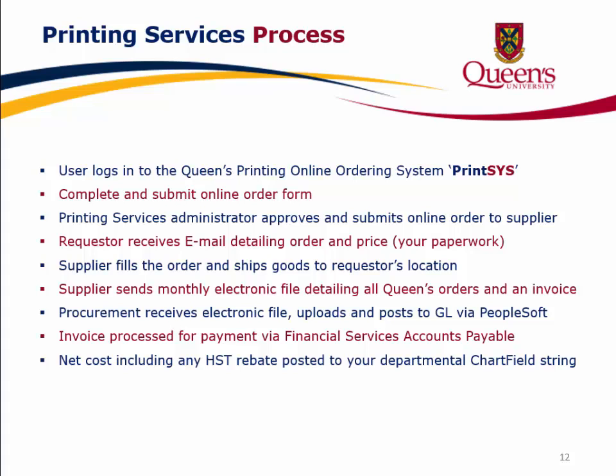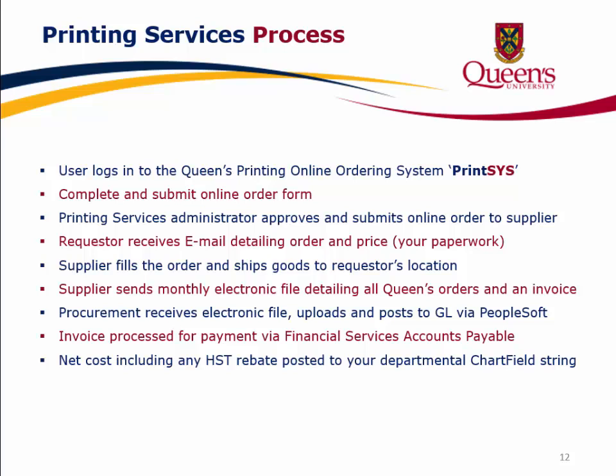The user would complete and submit an online order form. The Printing Services Administrator approves and submits the online order to the supplier. The requester, that's you, receives an email detailing the order and the price. That's your paperwork. Supplier fills the order and ships the goods to requester's location. Supplier sends monthly electronic file detailing all Queen's orders and an invoice.